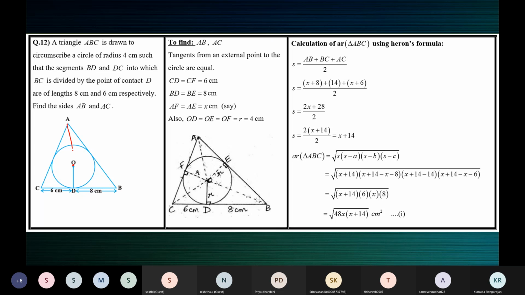Okay, join OA, that is, join O to A, O to B, and O to C. So see, we have divided the whole triangle into three smaller triangles, AOB, BOC, AOC. So the sum of the areas of these three small triangles will be equal to the area of the whole triangle ABC.